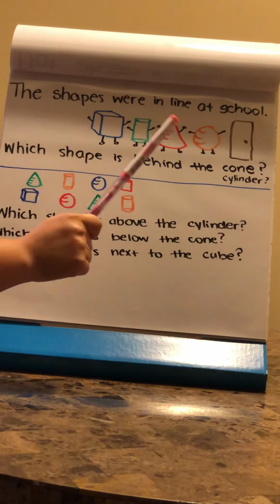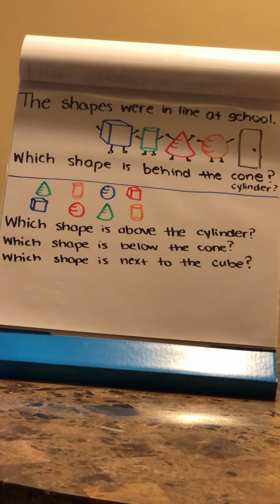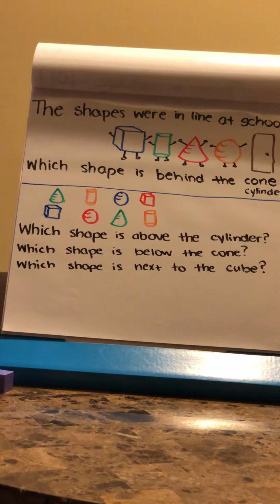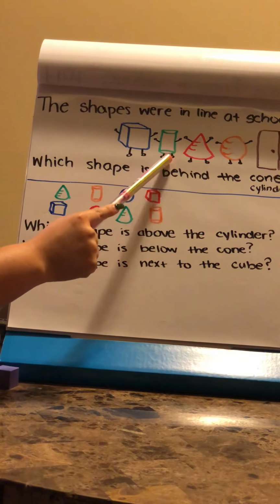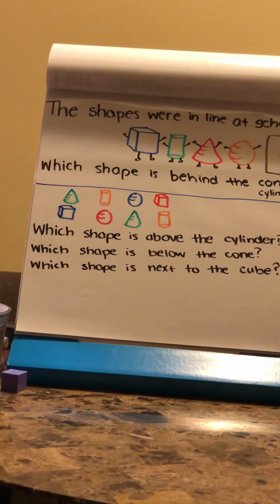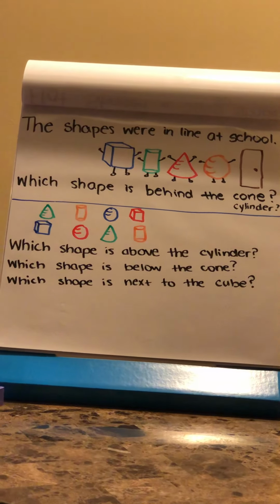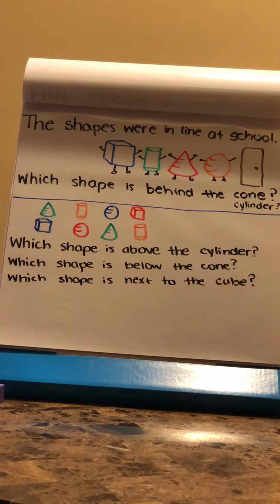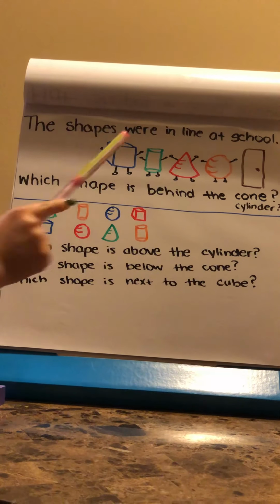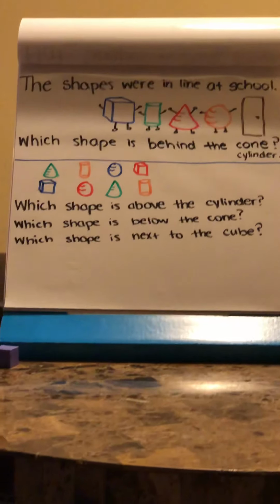So which shape is behind the cone? So find the cone and find out which one is behind the cone. All right, if you said cylinder, you got it right. Behind means it's in the back of the cone. Good. Now, which shape is behind the cylinder? Which one is behind the cylinder? All right, if you said a cube, you got it right. This is the cylinder, and the cube is behind or in the back of the cylinder.